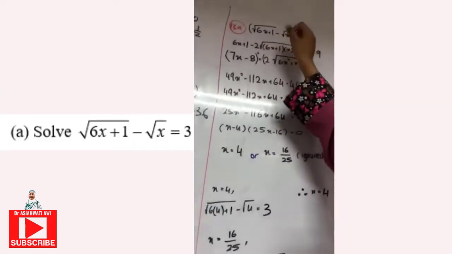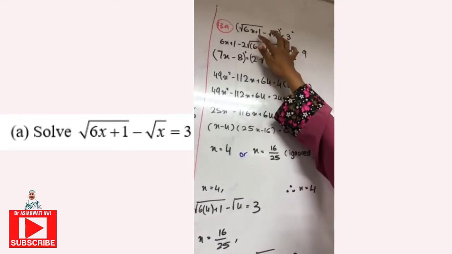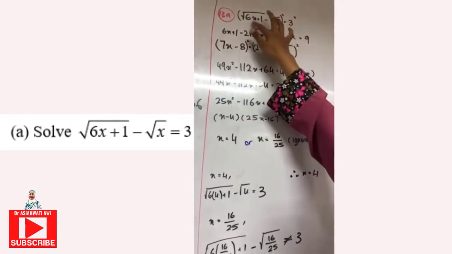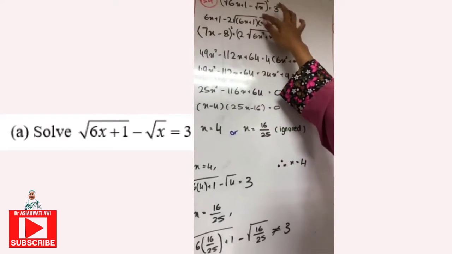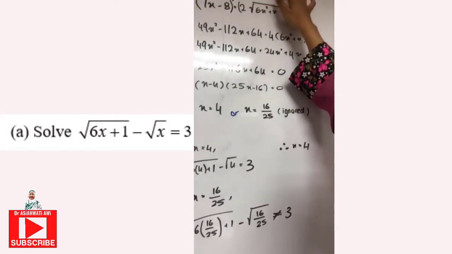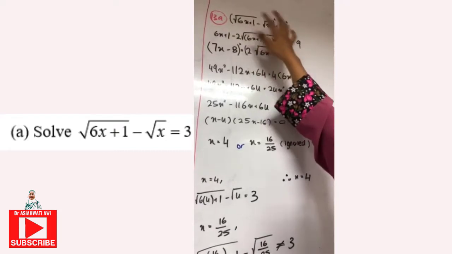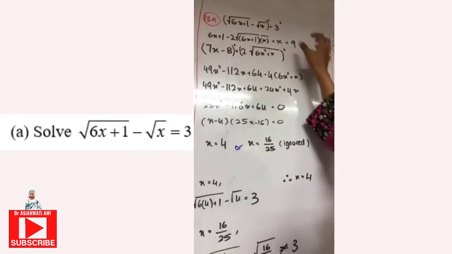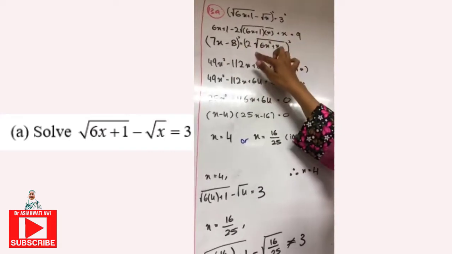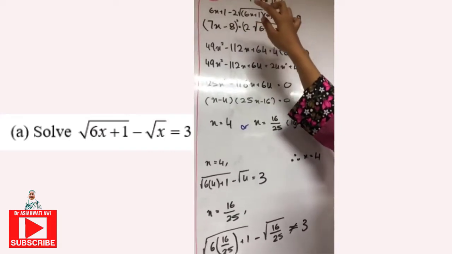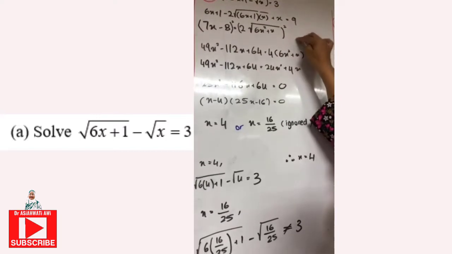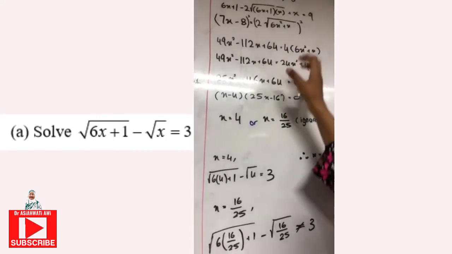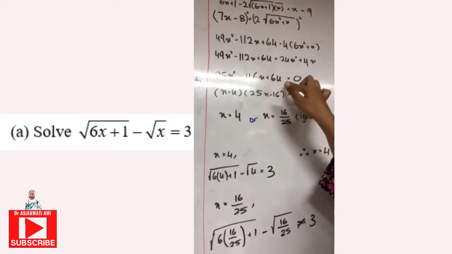The question given is root 6x plus 1 minus root x equals to 3. This is question 13a. First thing, we have to eliminate the root by squaring both sides, and we'll get this and rearrange everything. We still have the root, so we have to square both sides again until we get the quadratic form, and then rearrange until we get the simplest form.